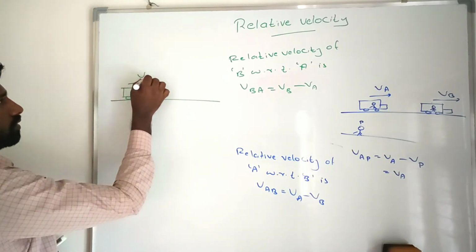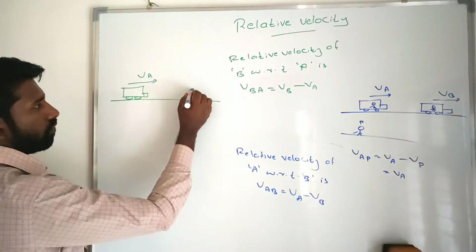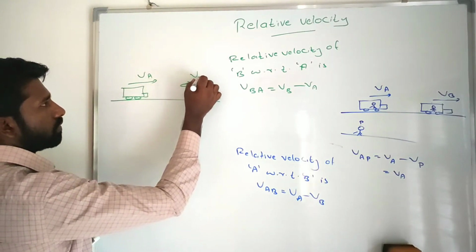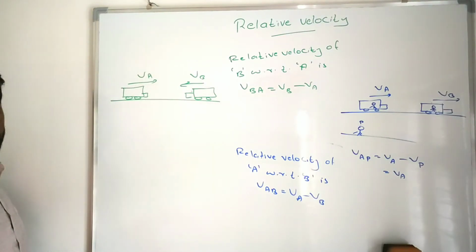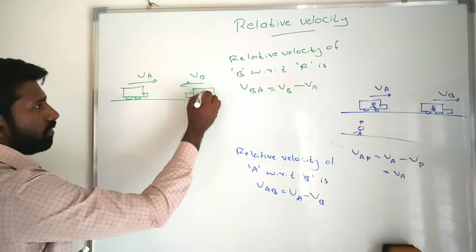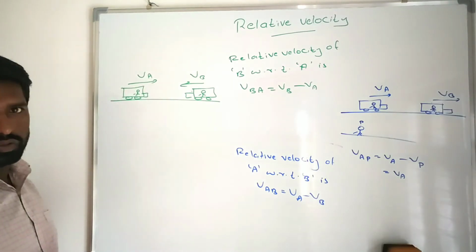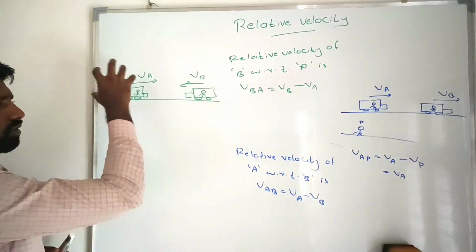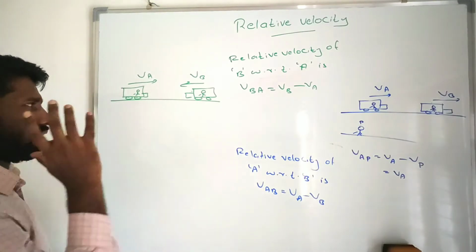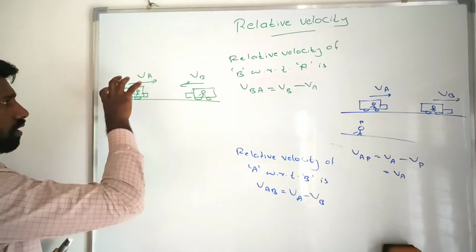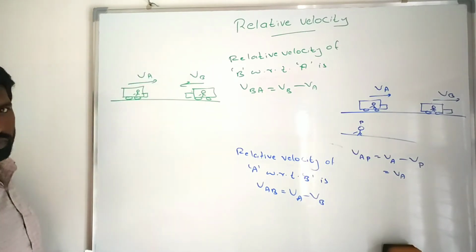A is moving in this direction with the velocity VA and B is moving in this direction with the velocity VB. Okay. From B, one person is looking at A. So for B, what velocity will A appear to have? That is the velocity of A with respect to B.